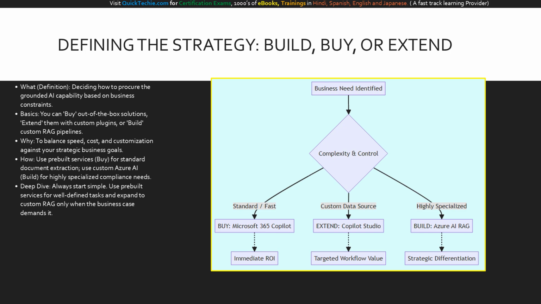This decision matrix perfectly summarizes the build versus buy conversation. Once a business need is identified, you assess the required complexity and control. For standard, fast deployment, you buy Microsoft 365 Copilot, yielding immediate ROI. For connecting a custom data source to everyday chats, you extend via Copilot Studio, unlocking targeted workflow value. For highly specialized, deeply governed enterprise applications, you build using Azure AI RAG architectures, creating true strategic differentiation. This framework ensures you never over-engineer a simple problem, while maintaining the flexibility to build highly complex, grounded solutions when required.